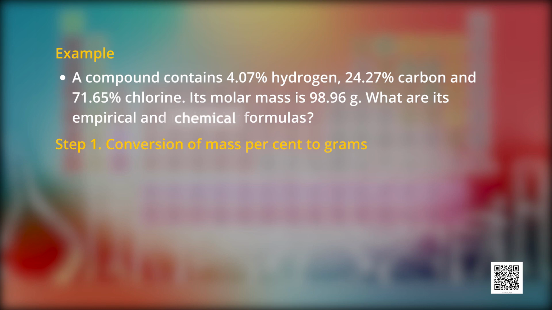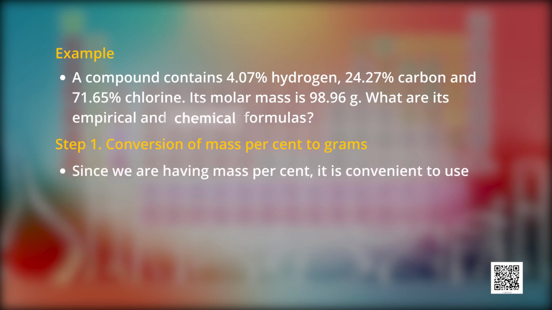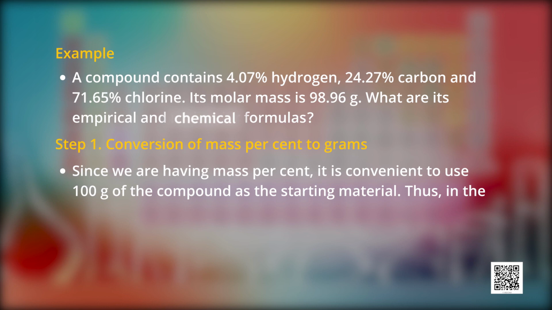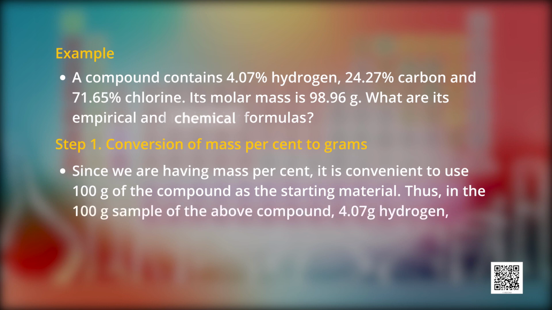Step 1. Conversion of mass percent to grams. Since we are having the mass percent, it is convenient to use 100 gram of the compound as the starting material. Thus, in the 100 gram sample of the above compound, 4.07 gram hydrogen, 24.27 gram carbon and 71.65 gram chlorine are present.